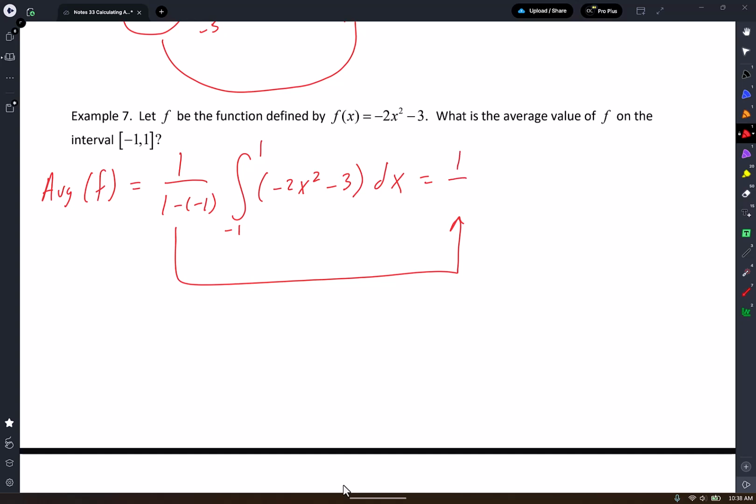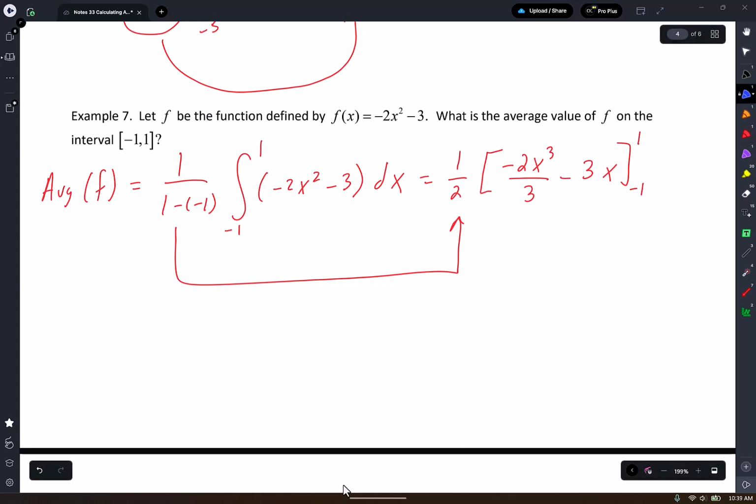All right, so here it is, 1/2, and I'm going to write bracket, because there's two terms. Antiderivative of negative 2x squared is negative 2x cubed over 3, minus 3x, close the bracket. I put a negative 1 in the lower, and I put a 1 in the upper. Are we still okay? Okay, so here it is. I'm going to color code it. I'm going to put this in blue.